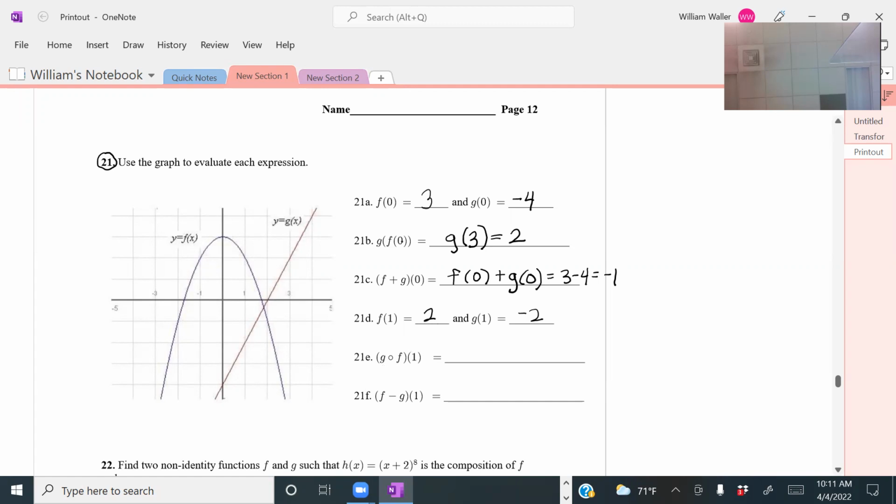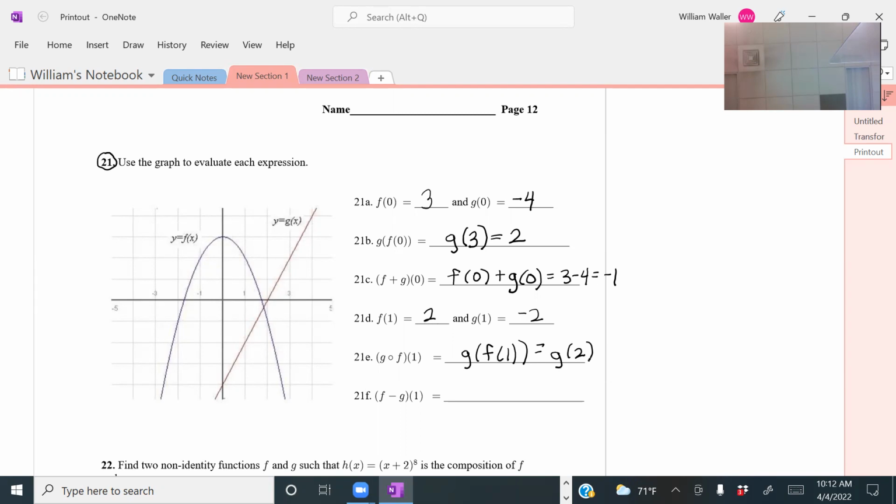But remember, that means the same thing that we did in part B. The g compose f of 1 means g of f of 1. But what's f of 1? We already know, because we computed it in the prior part. So f of 1 is 2. So what we're really calculating here is g of 2. What's g of 2 look like there on that graph?